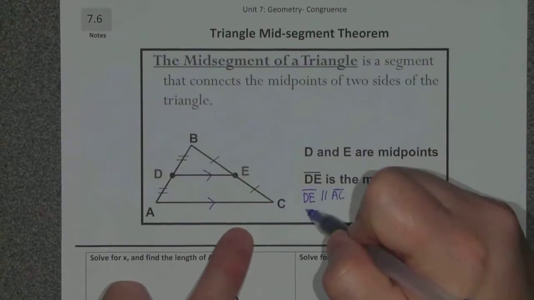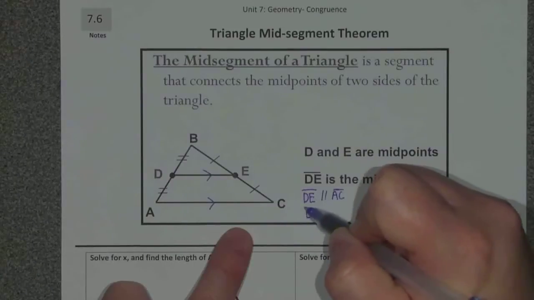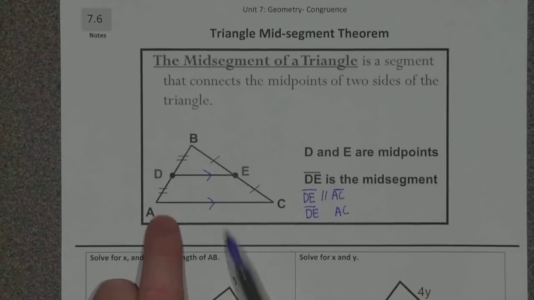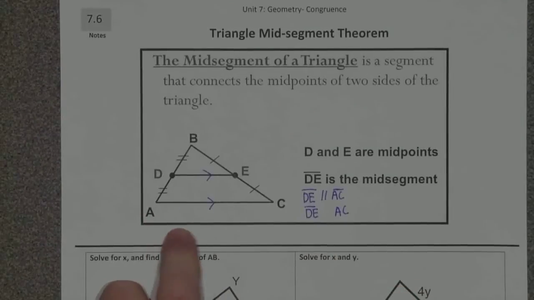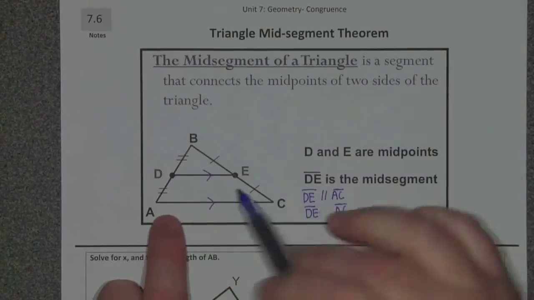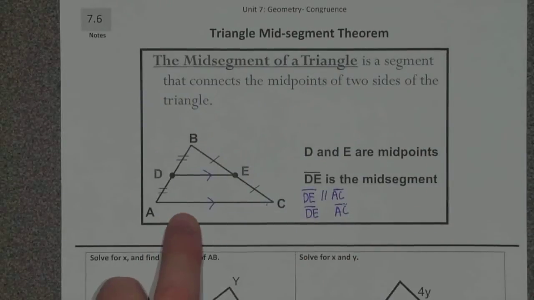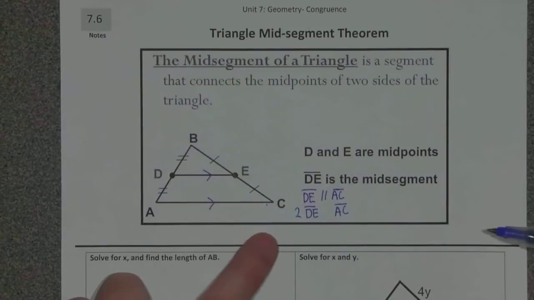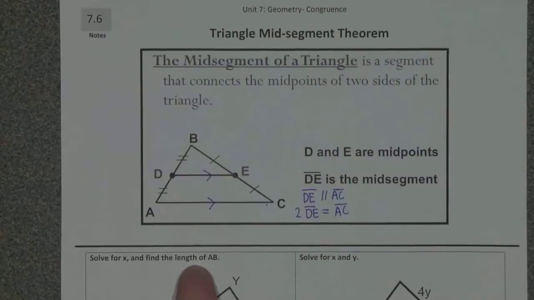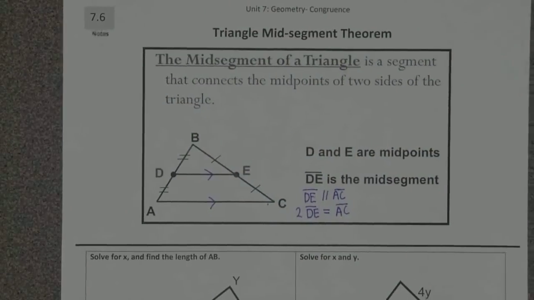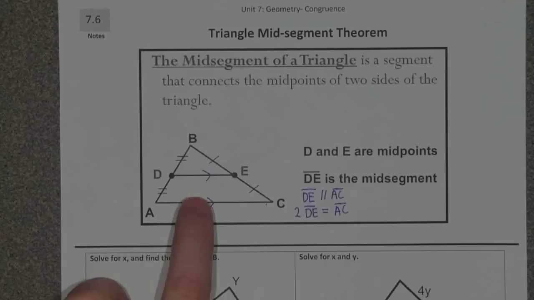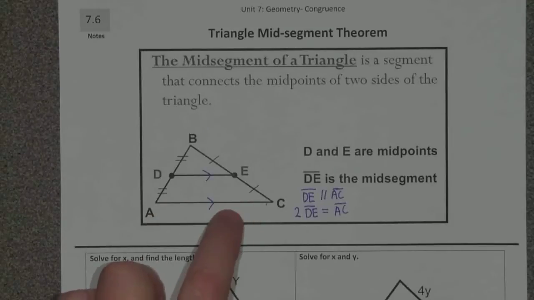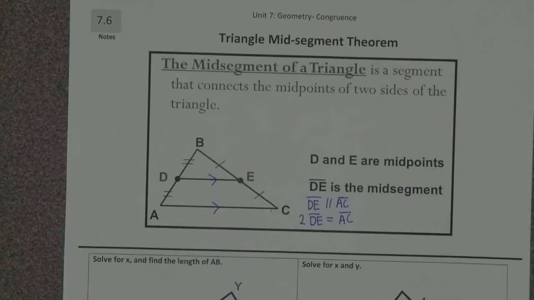Okay. Now, how do you think DE compares to AC? Do you think they're the same size? No? So they're not the same size, but AC is twice as big as DE. So if I do 2 times DE, it would be equal to AC. Does that make sense? That if I took the little one and I times it by 2, I would get the length of the big one. Okay? So that's what a mid-segment does.